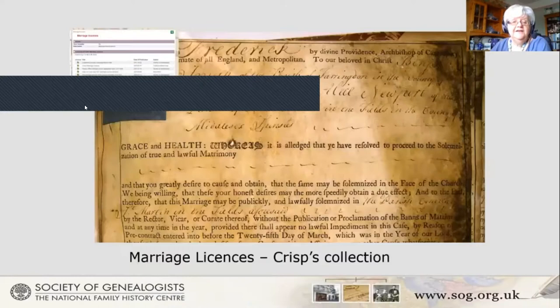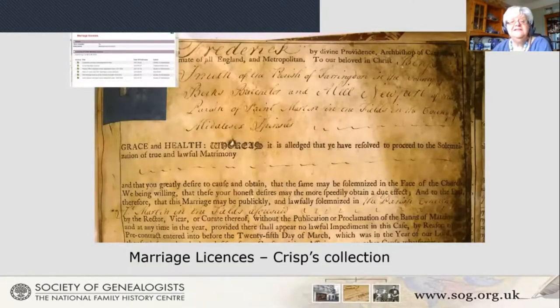In addition to the SOG indexes to marriage license allegations issued by the Archbishop of Canterbury's faculty and Vicar General offices, the digital marriage license section on SOG Data Online contains some rare examples of original licenses collected again by the antiquarian Frederick Arthur Crisp. During his lifetime, Crisp built up a collection of over 20,000 original marriage licenses that he obtained directly or indirectly, as he said, from parish clerks of various London churches.